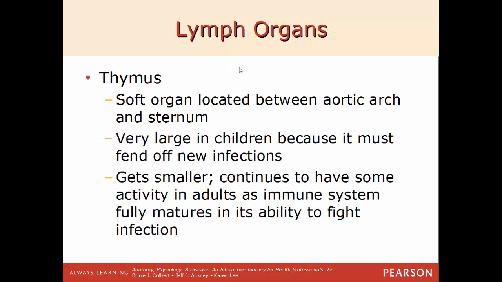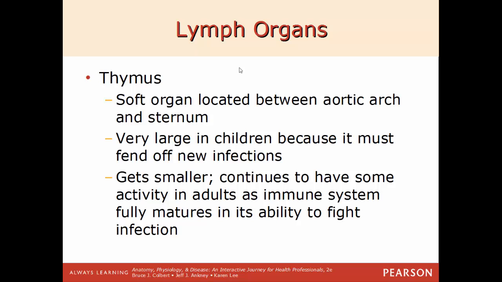Another lymphatic organ, the thymus, is the soft organ that's found between the aortic arch and the sternum. It starts off very large in children because it's needed to fight off new infections. But after you hit puberty, it will start to get smaller and smaller, and by the time you are middle-aged, it's almost completely gone and replaced by fat tissue.